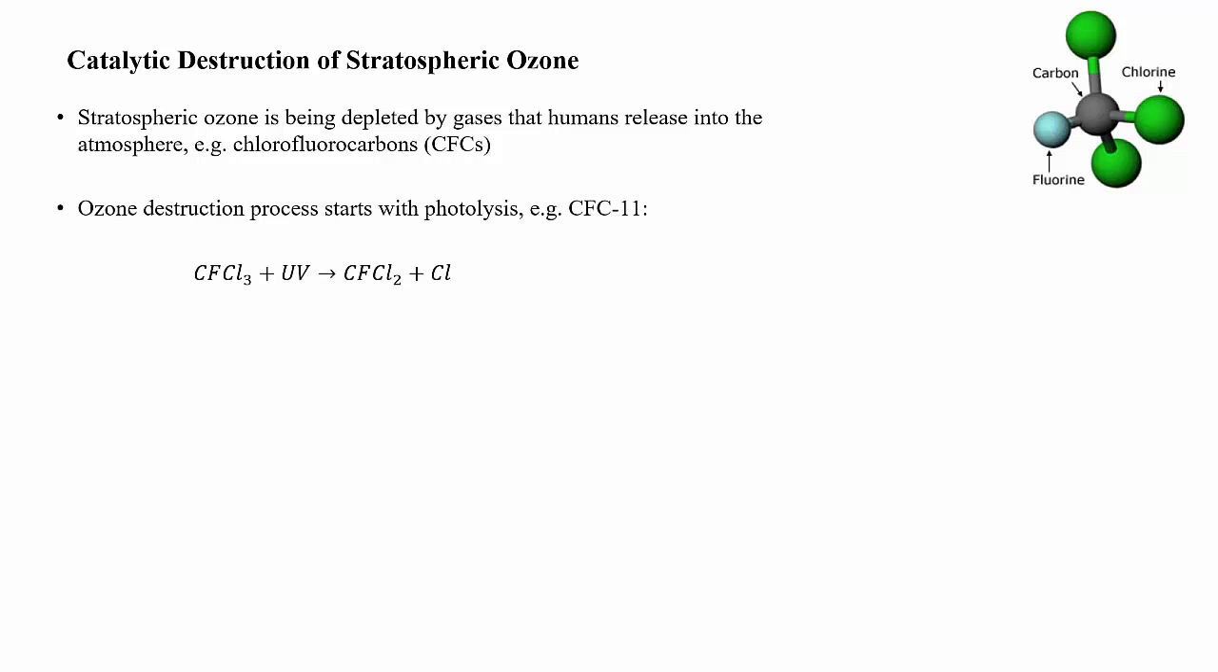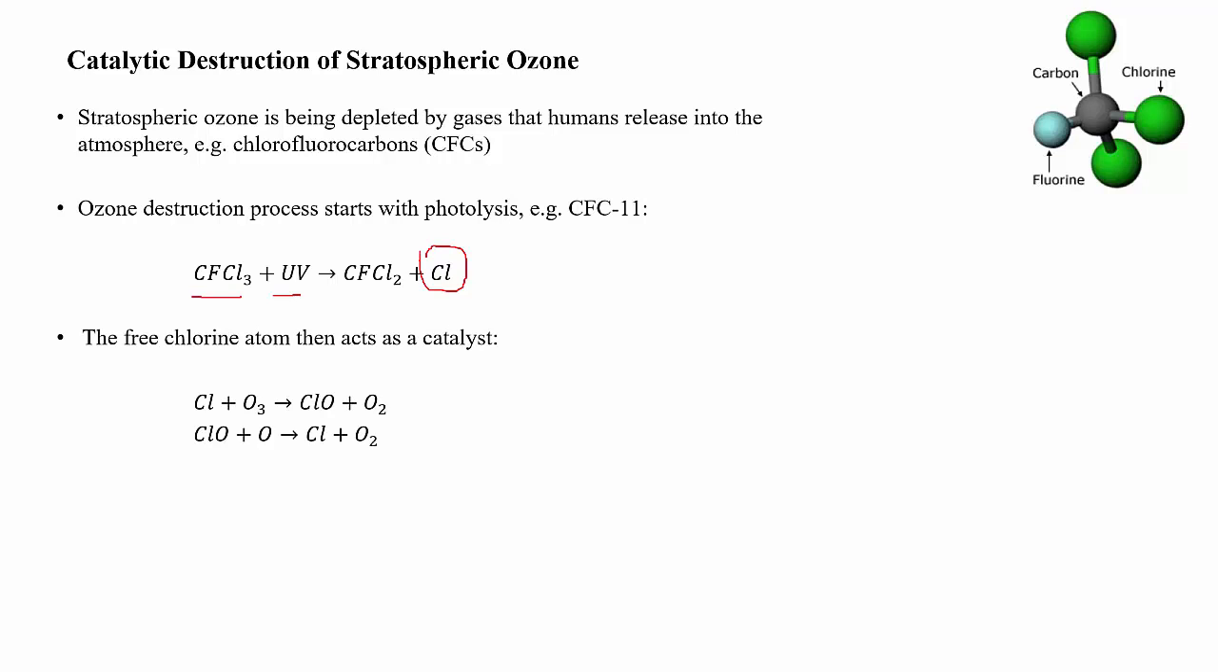Now this gets a bit technical, so don't get too worried about the details. Just focus on the overall process. So what's going on here is the ozone destruction process involves three reactions. The first is photolysis, shown here. So we have a molecule of CFC11 getting hit by UV light, and that breaks the chemical bond of one of the chlorine atoms. So you end up with a free chlorine atom.